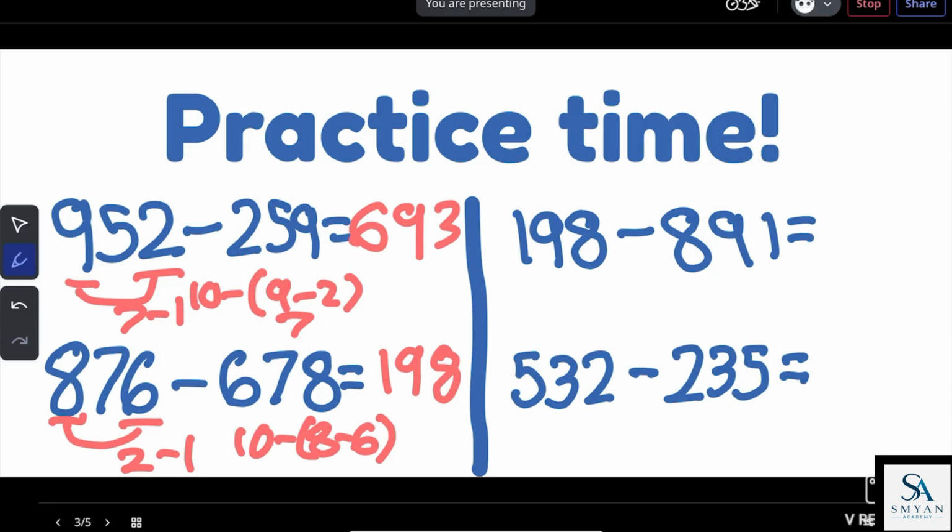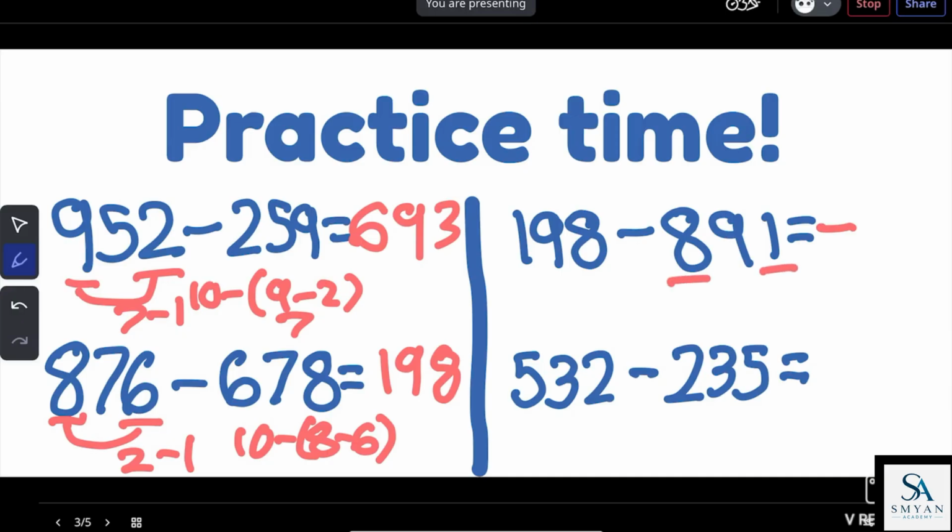Okay, moving on. You have 198 minus 891. Now you might think, wait, this number 891 is bigger than 198. This is where you get your negative value. So at the start, I'm just going to write a negative sign right there, because I know this value is going to be negative. Okay, so what do we do now? Well, you use that same formula. However, you use it on the bigger number, which in this case is 891.